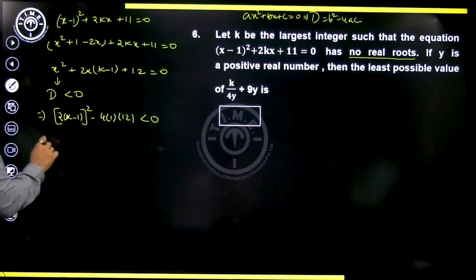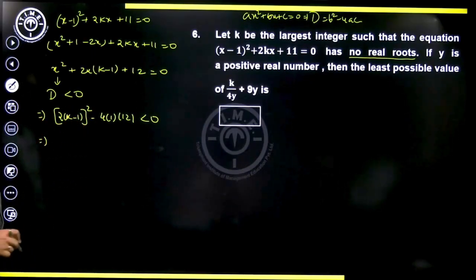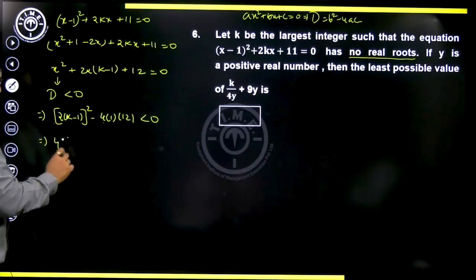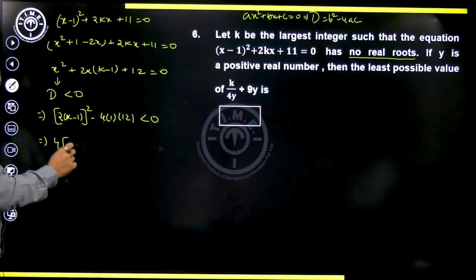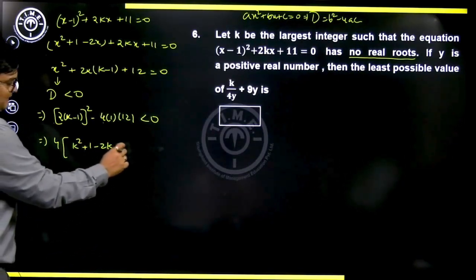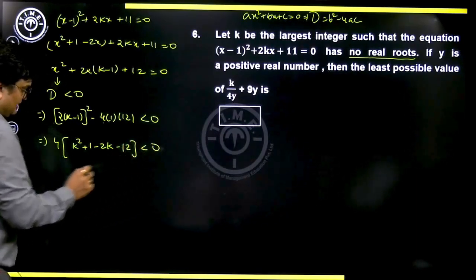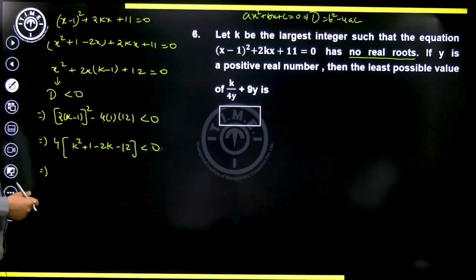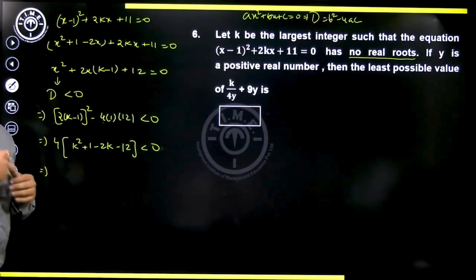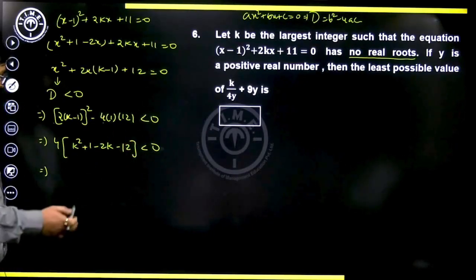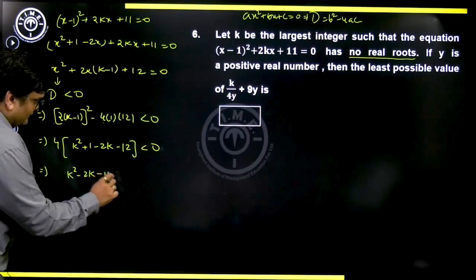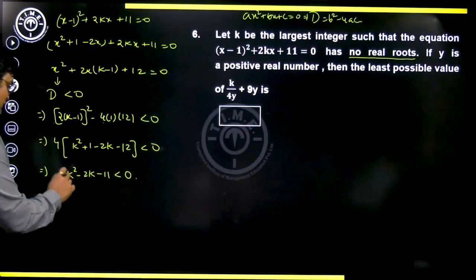Now let's simplify. I can pull out this 2² outside, so 4 is common, and I'll be left with (k − 1)², let's open the brackets, minus 12, less than 0. The 4 can go on the other side without impacting the inequality. Please note, this is because 4 is a positive number. If it were negative, the inequality would be reversed. So this will become k² − 2k − 11 should be less than 0. This is what we get.